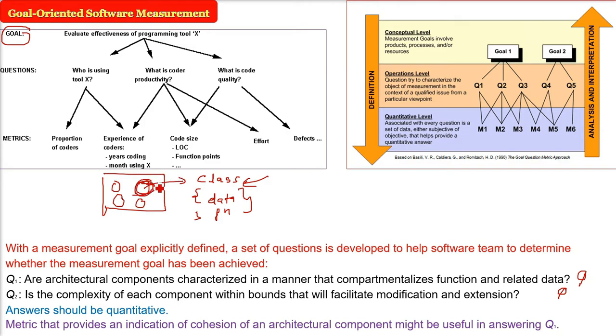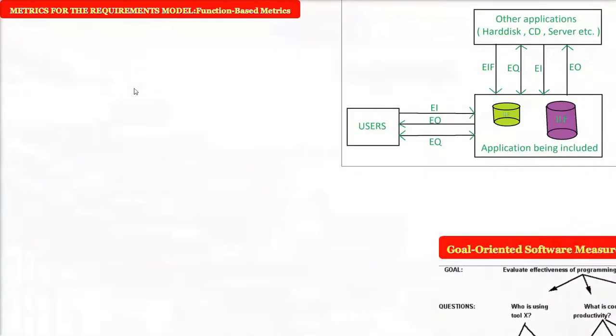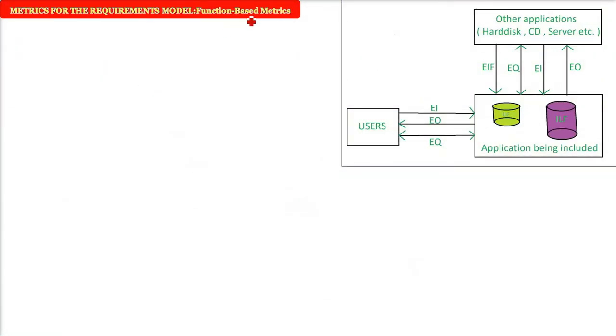So metrics that provide an indication of cohesion of an architectural component might be a very good answer for your Q1. That is, what is the cohesion? Cohesion is if a module or a component does the like-minded activity or just the work it is being designed for. This is the answer we can give. So I already explained the example which is above. Function-based metrics, we are going to see in the next discussion.